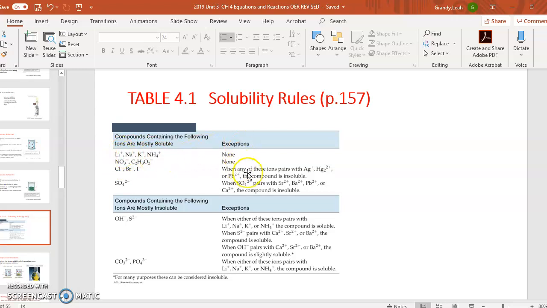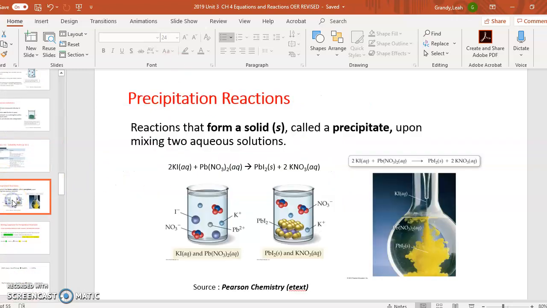But look at the exception. When any of these pairs with, look at that, there is the silver, the Ag+. So the silver ion with the nitrate ion would be considered insoluble, so you would write an S in the subscript. So you look at your table to figure that out. It's never to be memorized.